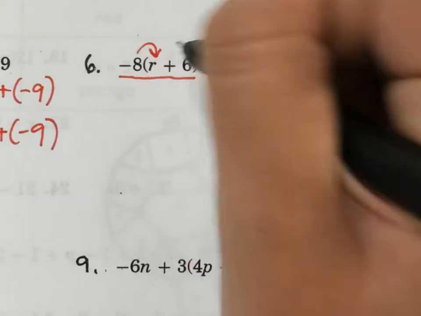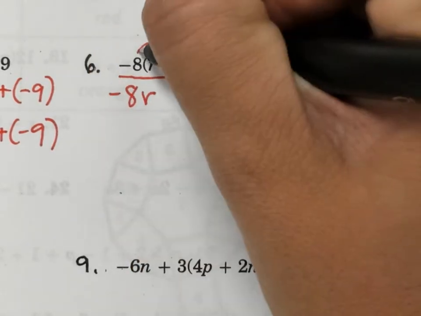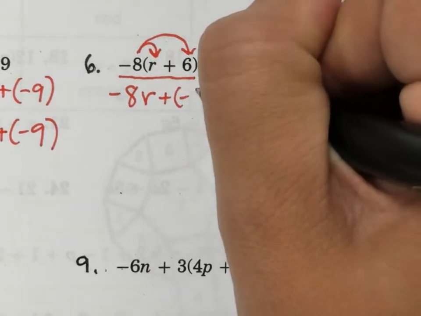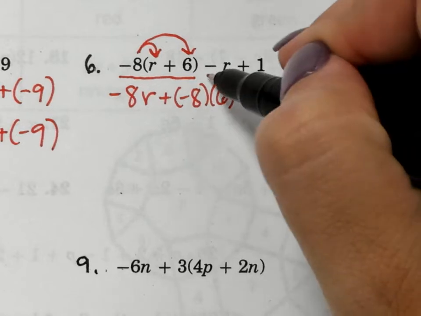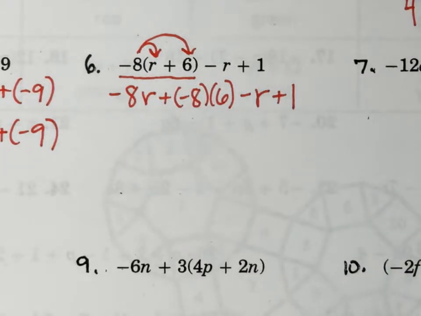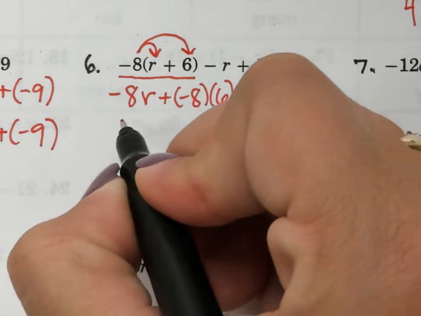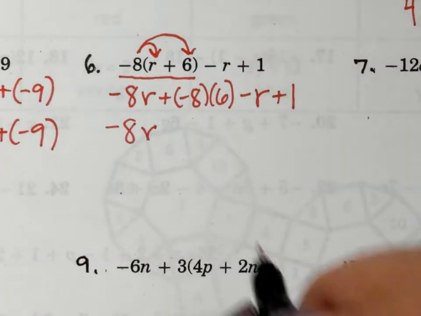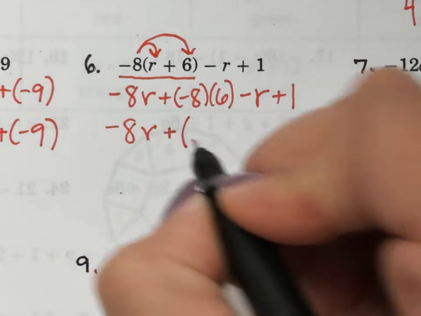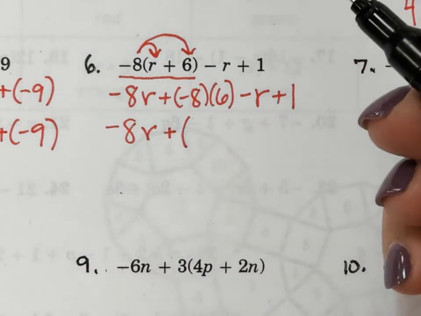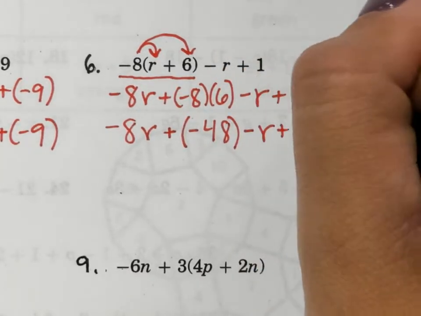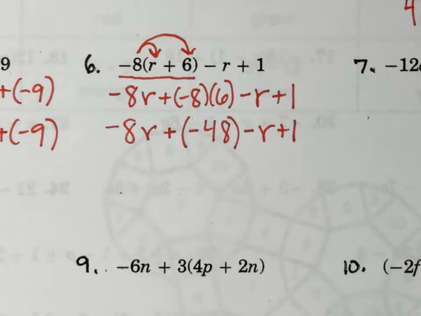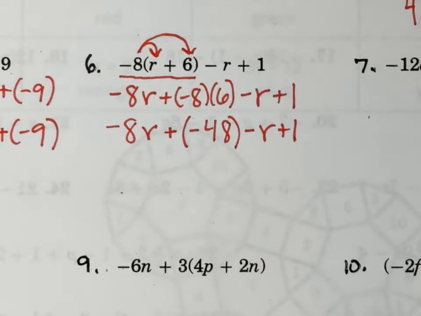So if I have negative 8 times r, that gives me negative 8r plus negative 8 times 6 minus r plus 1. Okay. So I just copied the rest of my problem down, my minus r plus 1. What is negative 8 times 6? Negative 48. So I have negative 8r plus negative 48 minus r plus 1.